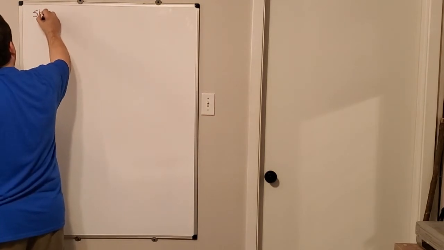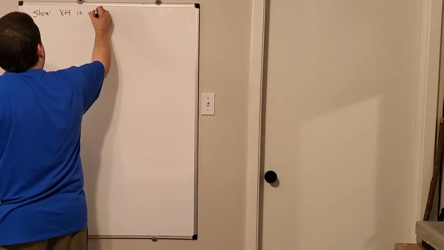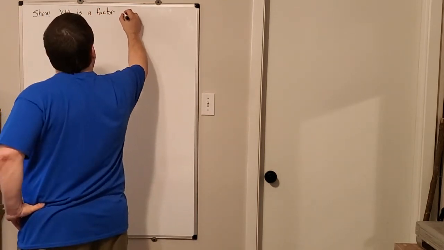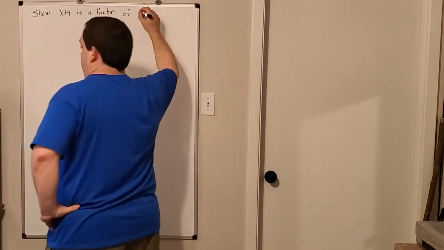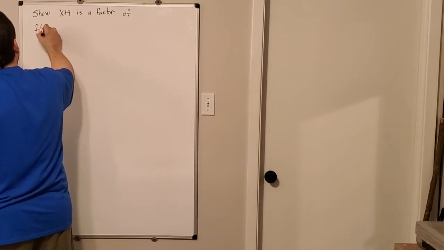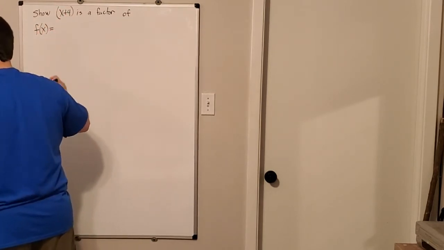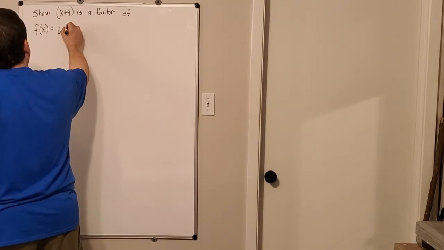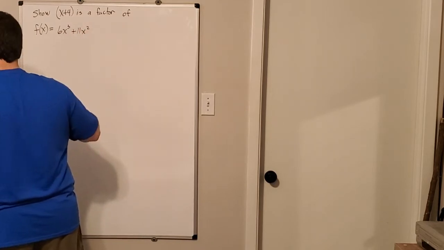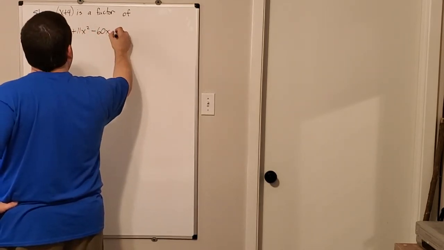Show x plus 4 is a factor of f of x equals 6x to the 3 plus 11x squared minus 60x minus 32.